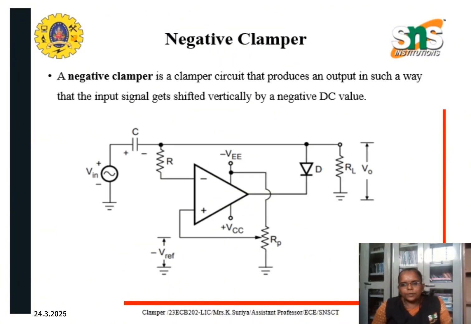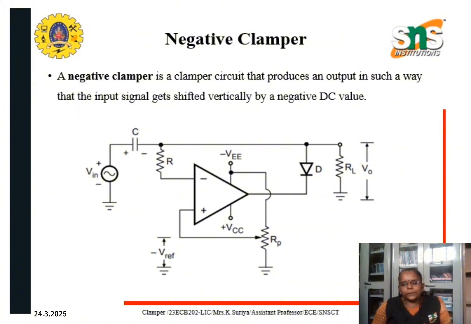Next one is the negative clamper. It is a circuit that produces an output in such a way that the input signal gets shifted vertically by a negative DC value. The difference between the positive clamper and the negative clamper here is the diode is connected in the reverse manner when compared to the positive clamper, and the V reference value is controlled by minus VEE, whereas in the positive clamper it is connected to plus VCC.